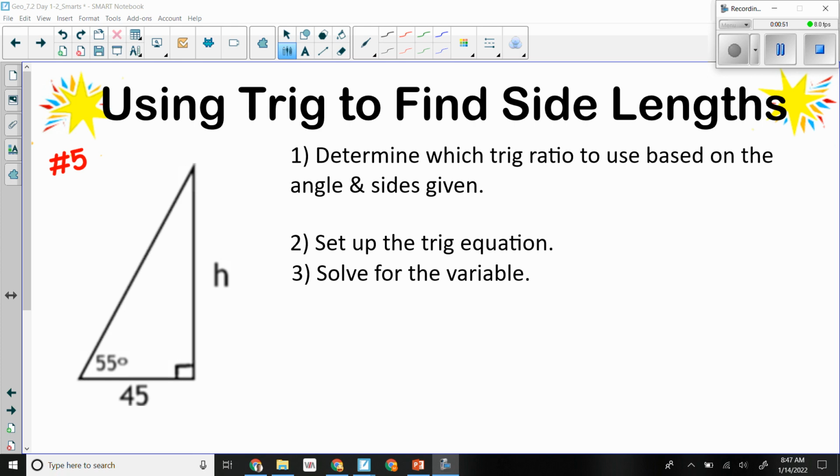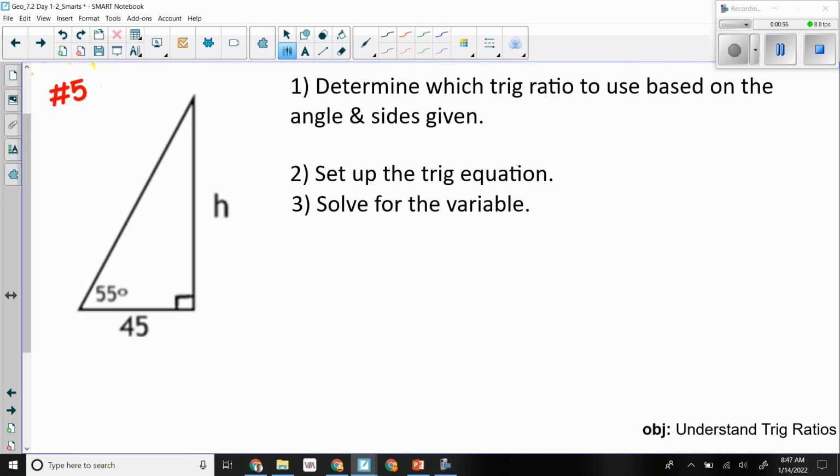So for example, in this one, this is number 5 because I think we did 4 problems the other day. We are given that this angle down here is 55 degrees. In the previous ones, we were just finding ratios. We used the Greek letter theta to help us out. Okay, here we're actually being given what that value is. In this case, 55. And compared to that 55, I have the opposite leg as well as the adjacent leg. Adjacent, remember, just means next to.